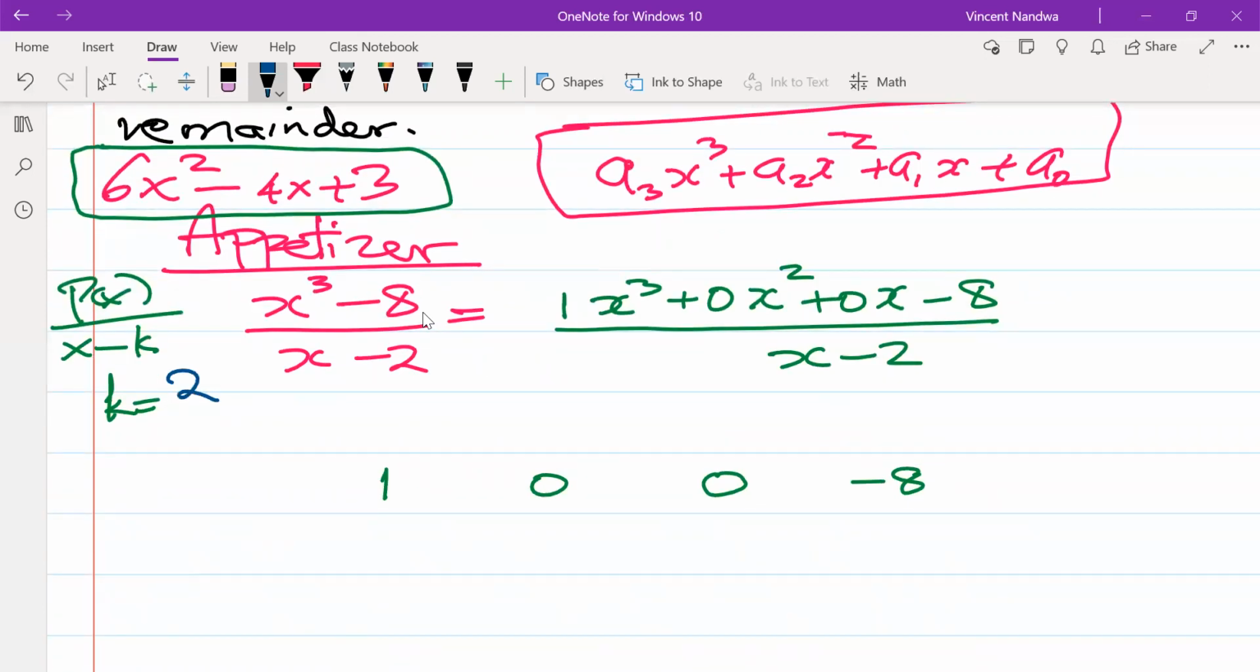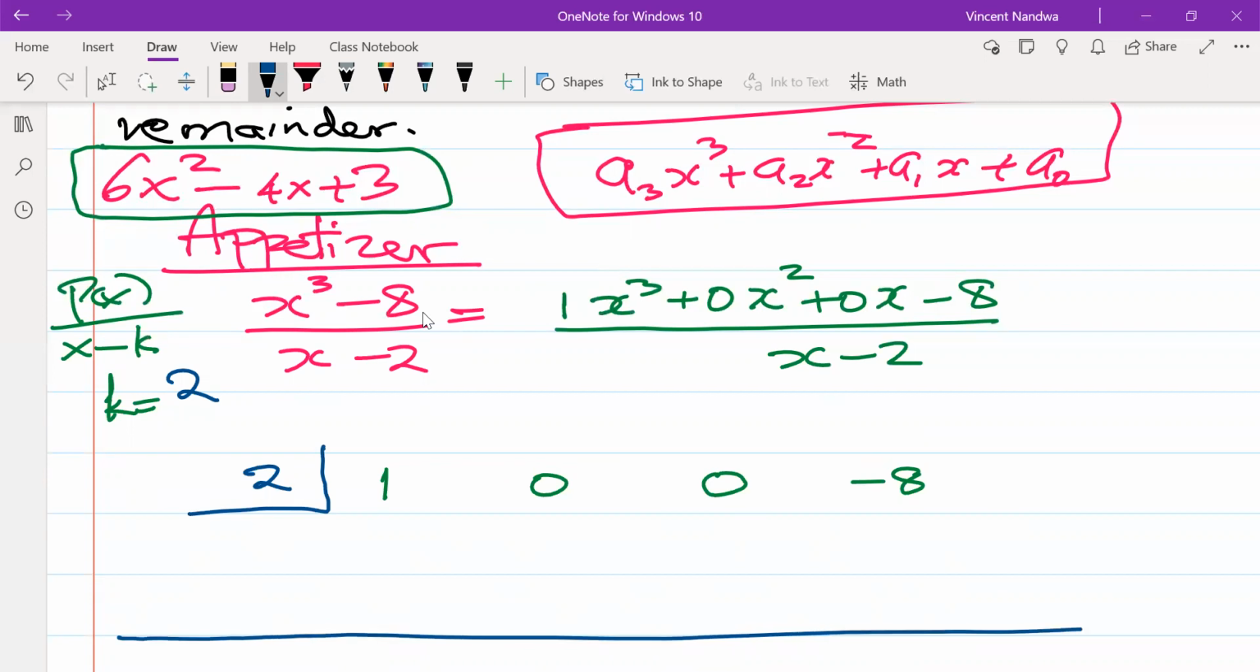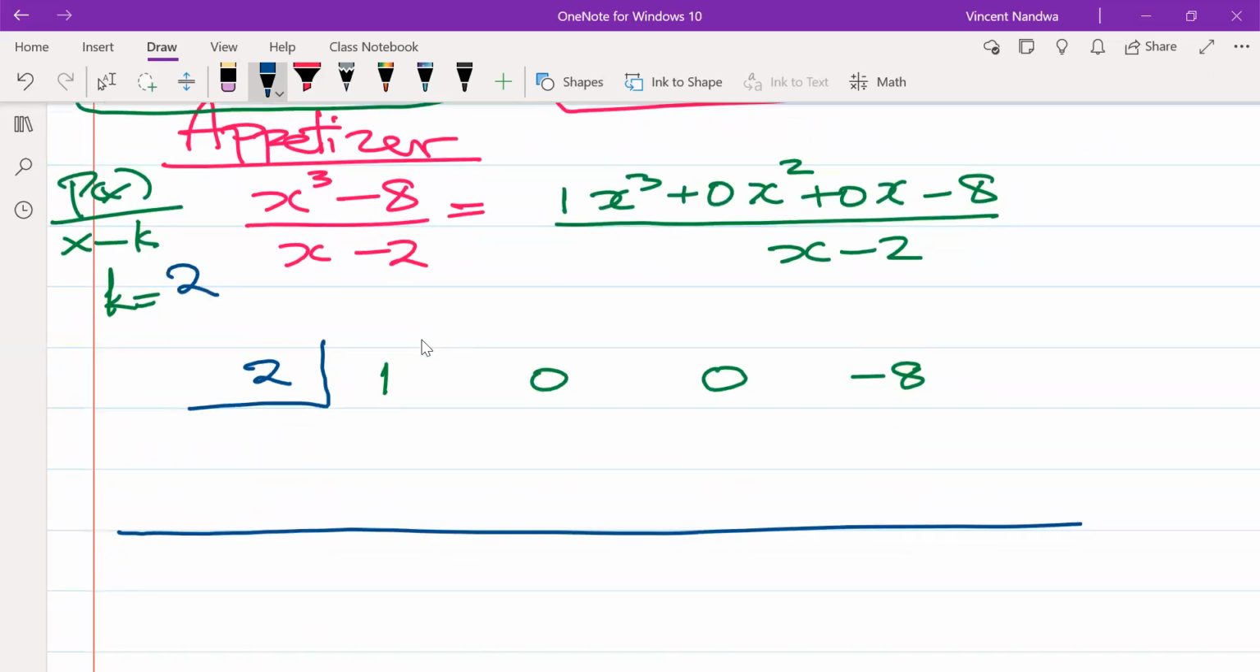So this is the row of coefficients. Then you can draw. So that's how we draw the box. And then you put that value of k in that space, for k is 2. And then skip a line and draw a line. Once we have found k, we have listed the coefficients in the polynomial p of x, skip a line, or maybe say skip 2 lines, and then draw another line.